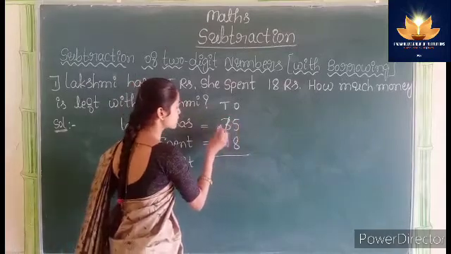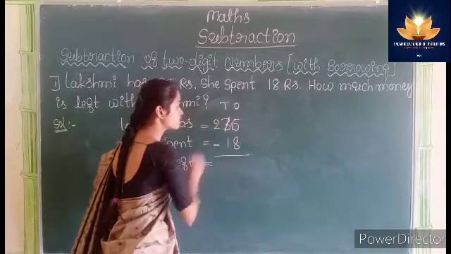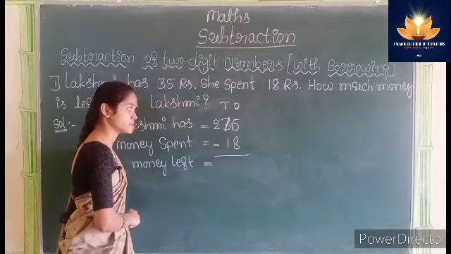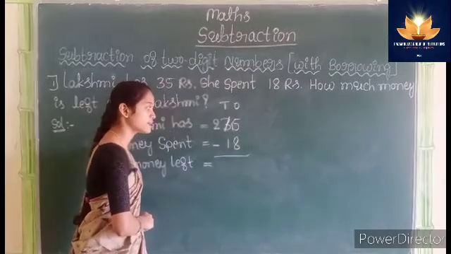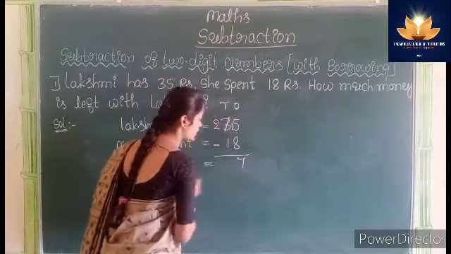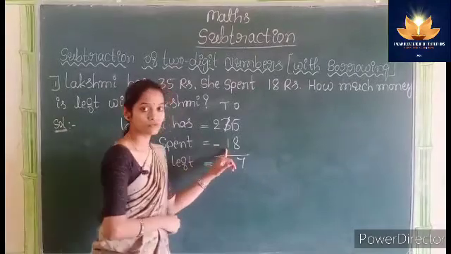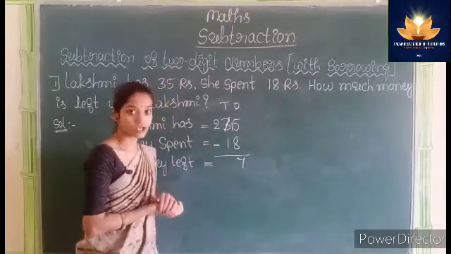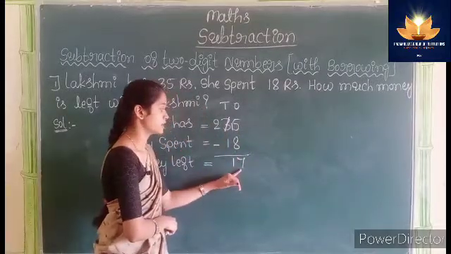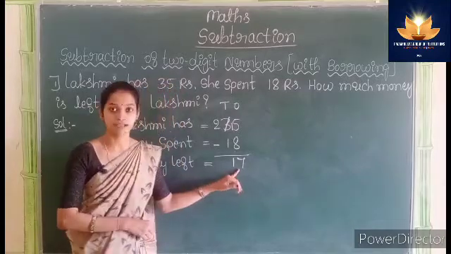Here 3 tens become 2 tens. 5 ones become 15 ones. Subtract 8 from this 15 ones. 15 minus 8, that is 7, and that 7 should be written in the ones place. Then tens place subtraction, 2 minus 1, that is 1, and that 1 should be written in the tens place. We get 17. The amount which is left with Lakshmi, that is 17.